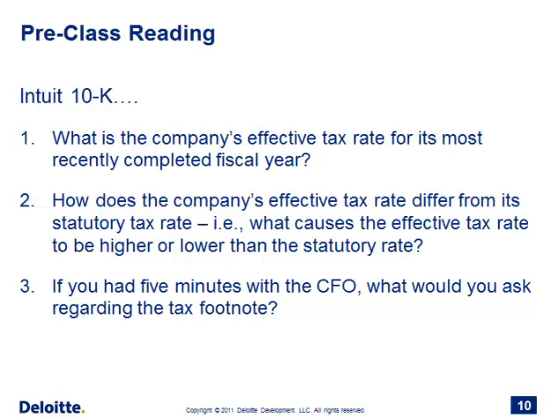They have a July year-end and would have just filed their Form 10-K for their year ended July of 2012. So I want you to go get that 10-K and read about their income tax accounting. I put 3 questions here. What's their effective tax rate? How does their effective tax rate differ from their statutory rate? Their statutory rate is basically the rate by law if you're a U.S. company. And if you had 5 minutes with the CFO, what would you ask him about the tax footnote?